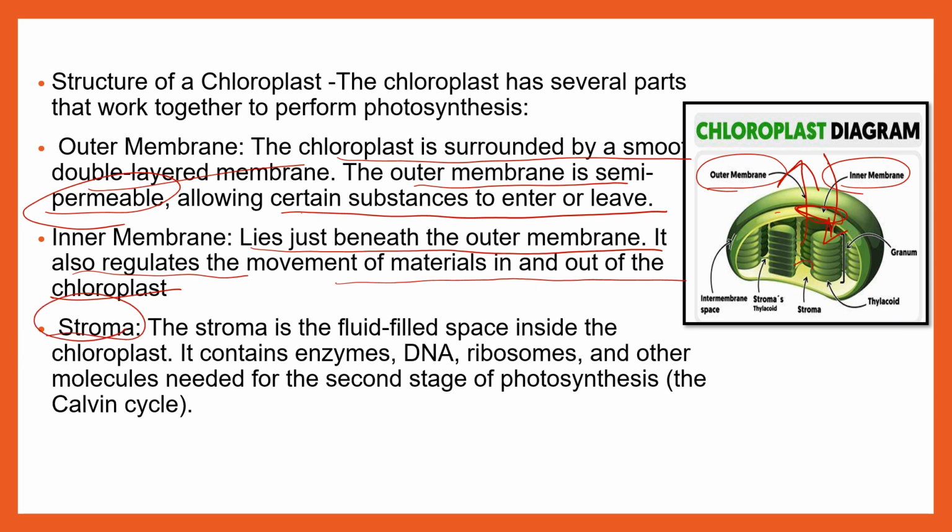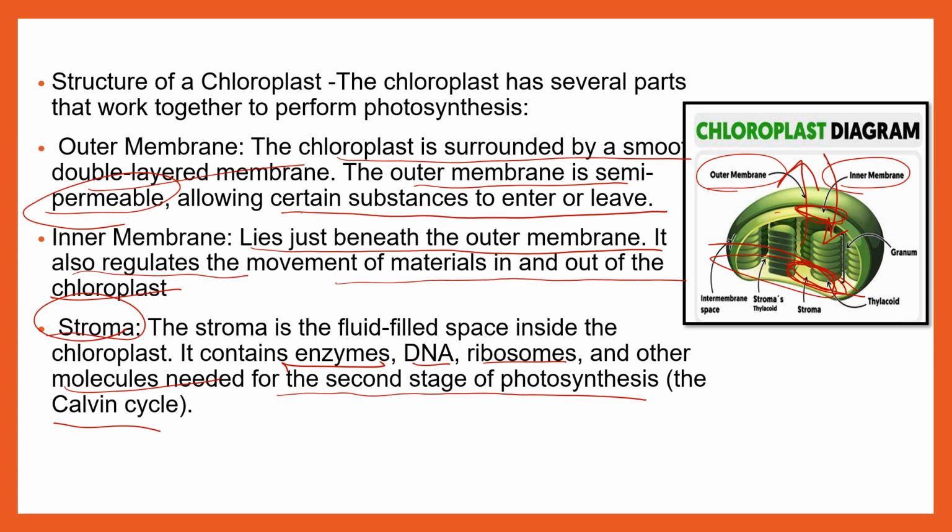Now comes the stroma. So where is the stroma? This space part is the stroma, which is a fluid filled space in the chloroplast. It contains enzymes, DNA, ribosomes and other molecules needed for the second stage of photosynthesis. The first stage and second stage of photosynthesis you will learn in 9th and 10th standard, so till then no need to learn that in detail. You just understand that this stroma is a fluid filled part.